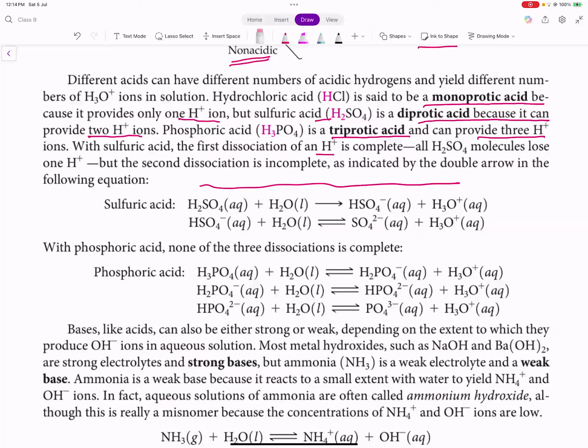With phosphoric acid, none of the three dissociations are complete. Okay. So the first dissociation is also incomplete. Second is also incomplete. See, and third dissociation is also incomplete. So incomplete dissociations are shown by these back arrows also. Okay. Complete dissociation is shown by one full forward arrow, right? Completely dissociated. So in sulfuric acid, only the first one is dissociating in the complete manner, right?